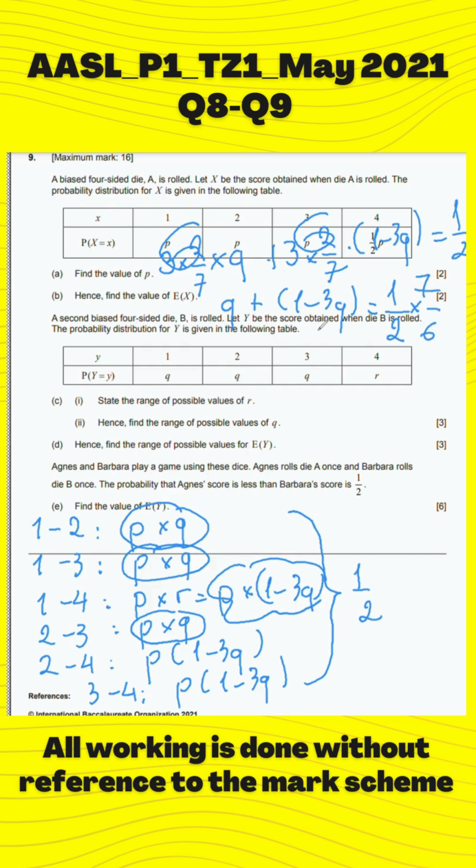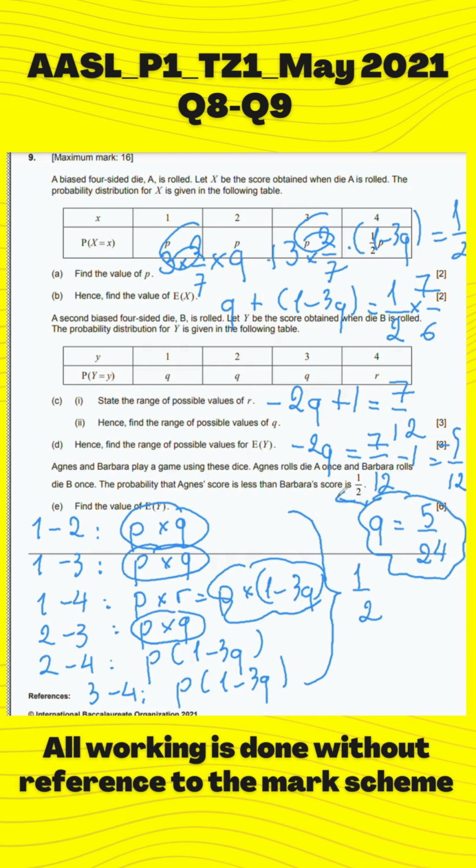Open bracket and then 5Q. So we will have negative 2Q plus 1 equal to 7/12. So negative 2Q equals 7/12 minus 1, which is negative 5/12. So Q will be 5/24.